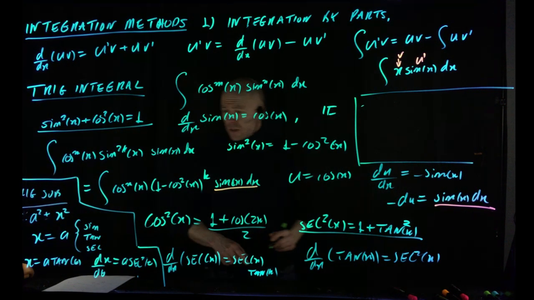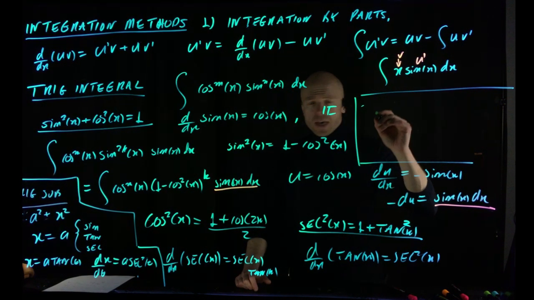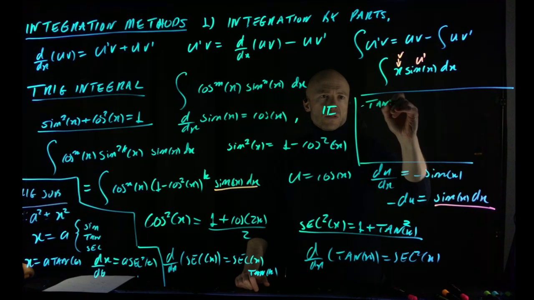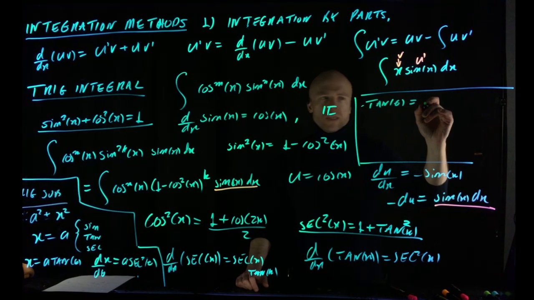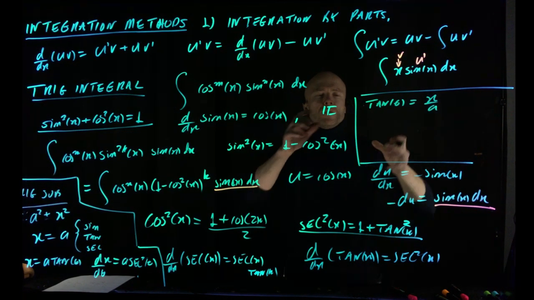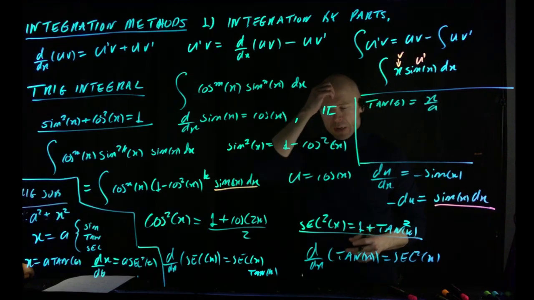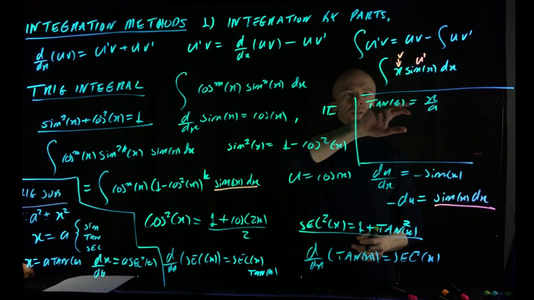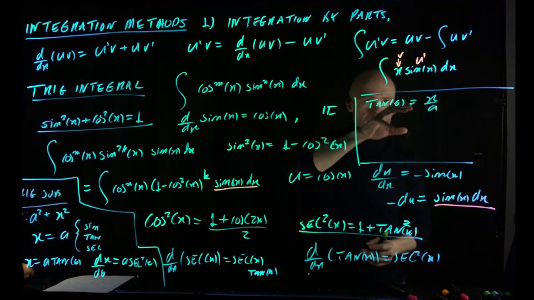So if this was identity over here, what do we have? We have that tan of theta is equal to x over a. The answer will be some function of theta, but we want to turn it back into something in terms of x.